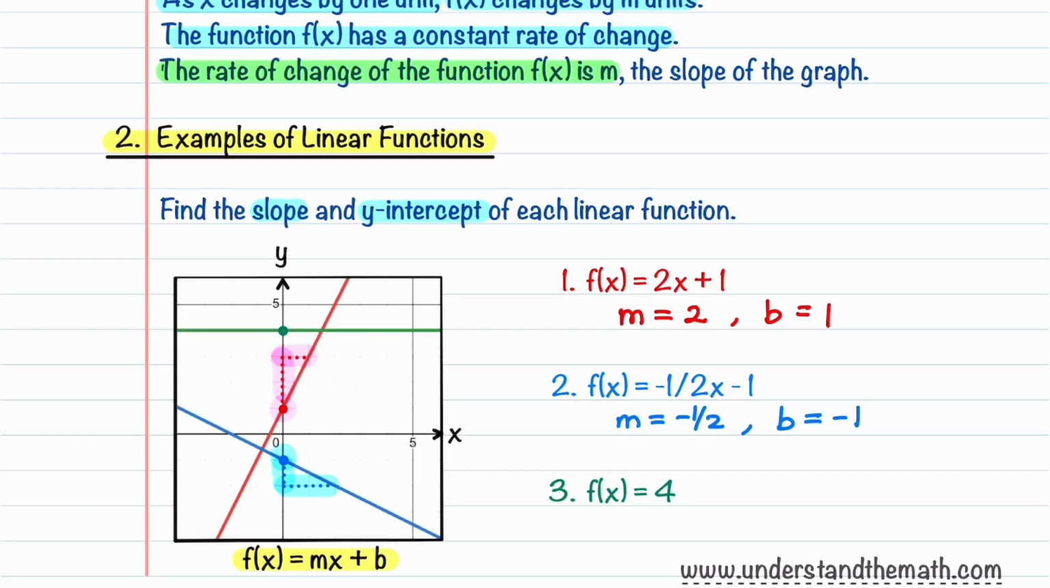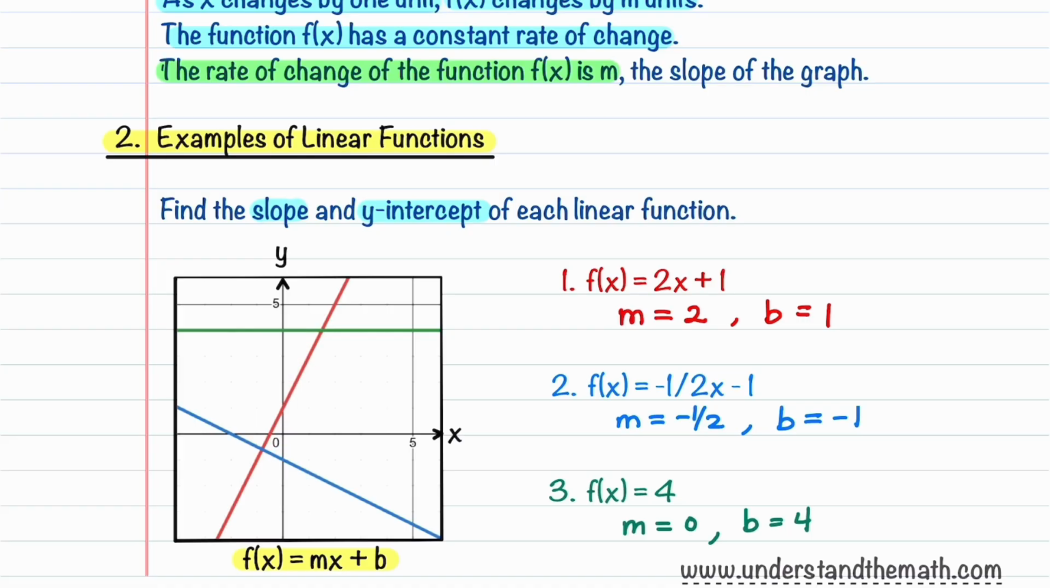Let's now look at our third example. Our third example looks different than the other two because there is no m times x. So for this function, our slope is equal to 0, and our y-intercept is just equal to 4. Let's go ahead and look at this graph. You can see that our intercept is equal to 4, and we have no slope, which actually indicates that we have a horizontal line.